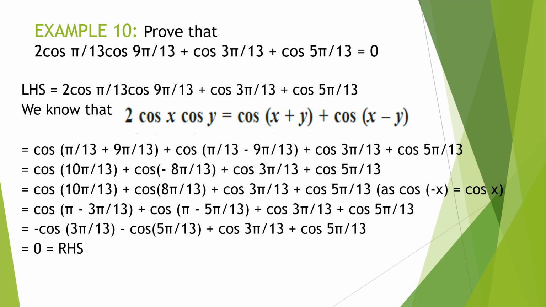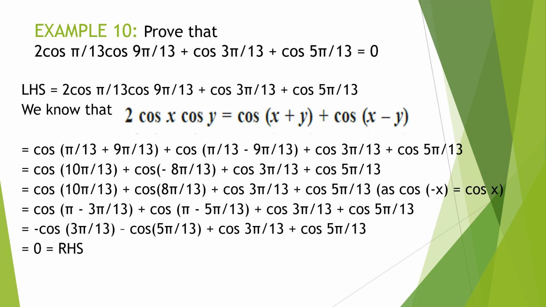Now you know cos of minus of angle is cos of that angle, means cos of minus x is always cos x. So cos of minus 8 pi by 13 is cos of 8 pi by 13. So now you have cos 10 pi by 13 plus cos 8 pi by 13 plus cos 3 pi by 13 plus cos 5 pi by 13. Now you know 10 pi by 13, I can write it as pi minus 3 pi by 13. And 8 pi by 13 can be written as pi minus 5 pi by 13.